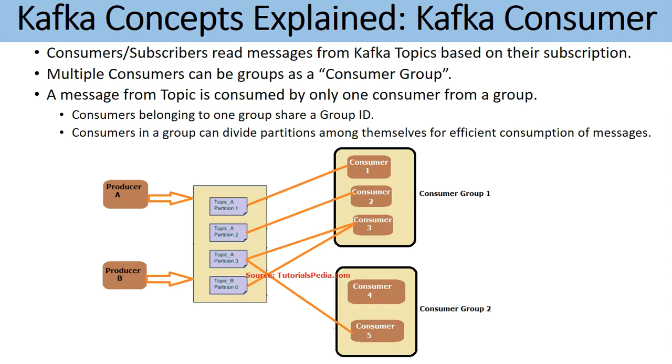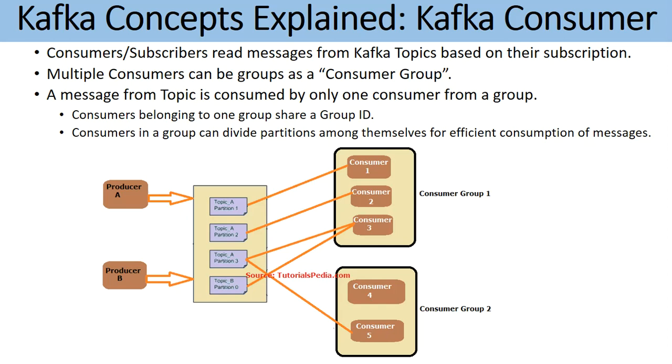We can see here in this diagram that we have producer A and producer B. These producers are producing the messages and publishing to certain topics. We have topic A with partition 1, partition 2, partition 3, and we have another topic, topic B, with partition 0, so it has only one partition. Then we have consumer groups. We have two consumer groups in this case. We have consumer group 1 with 3 consumers, and consumer group 2 with 2 consumers.